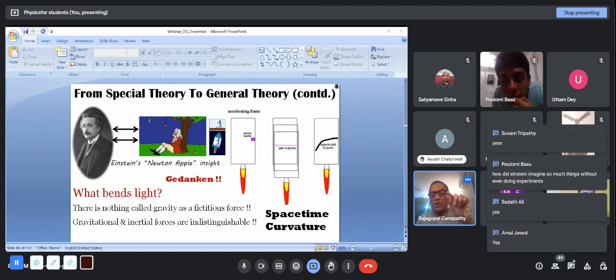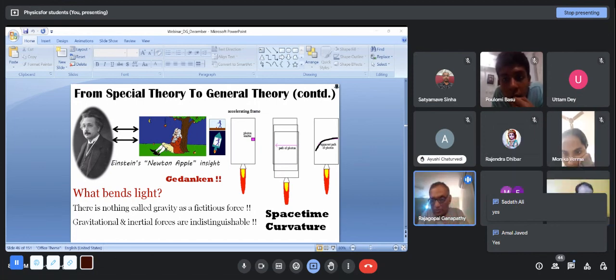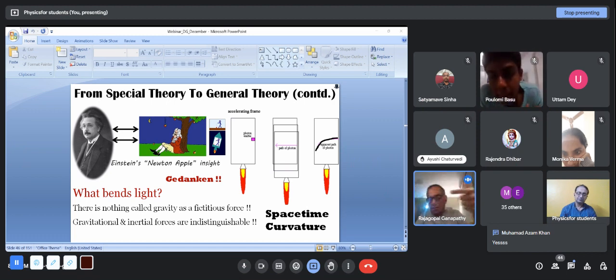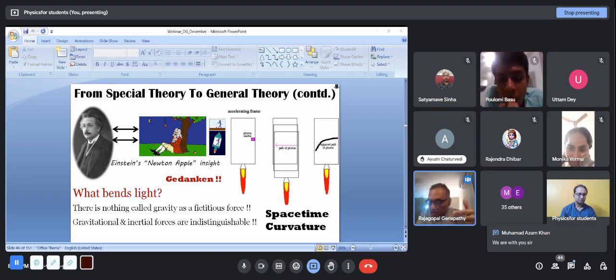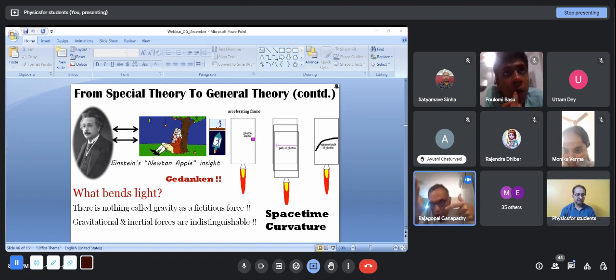Professor, I'll just interrupt you for a while. You gave the example of that lift which is accelerating upwards, and a ray of light is coming in parallel to the person. What he is observing in the lift is that he is accelerating upwards. Because of that, the light appears to go downwards in a curved path.